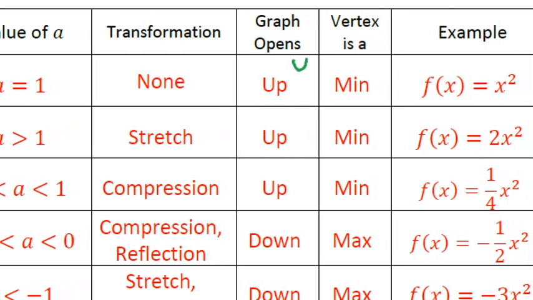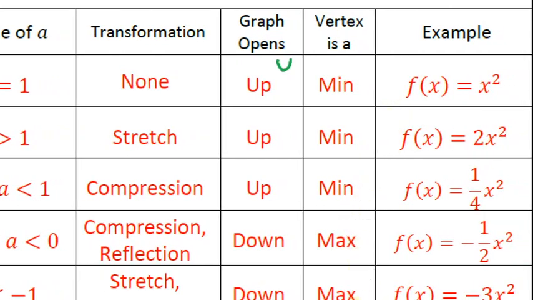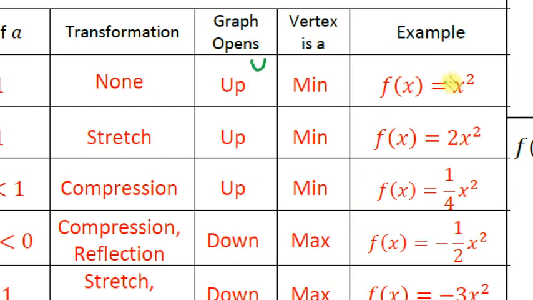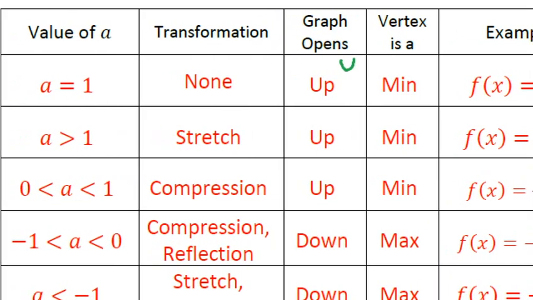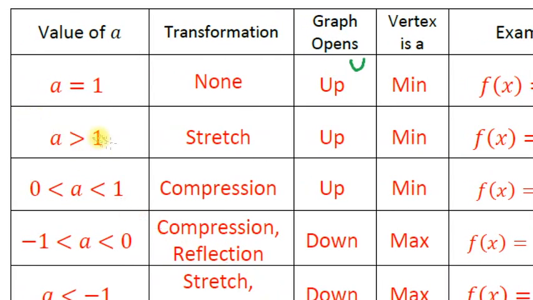And here's an example. F of x equals x squared. You can see the A value here is not written, so it means it has to equal 1. So here's a graph of A being equal to 1. This will not be stretched or compressed, and it will open up, and the vertex is a minimum. All right, let's go a little quicker through these. What if A is greater than 1? So if A gets big, as A gets big, the parabola gets stretched out.